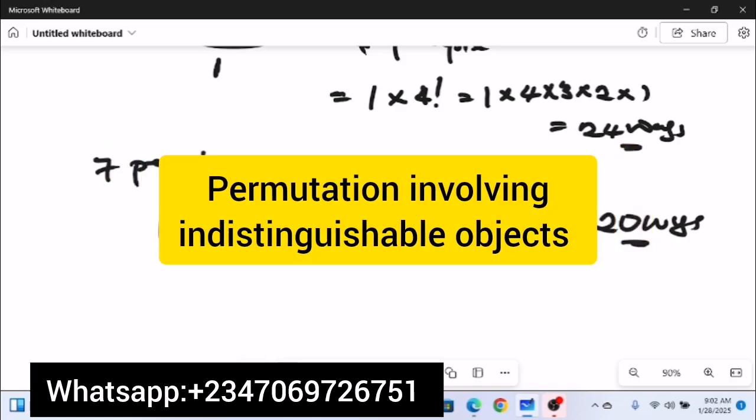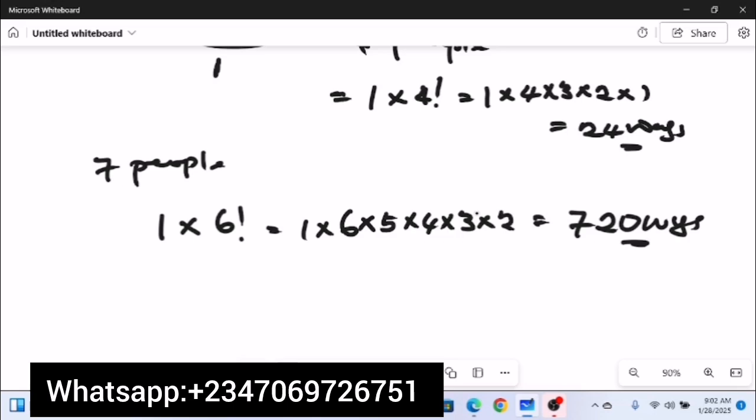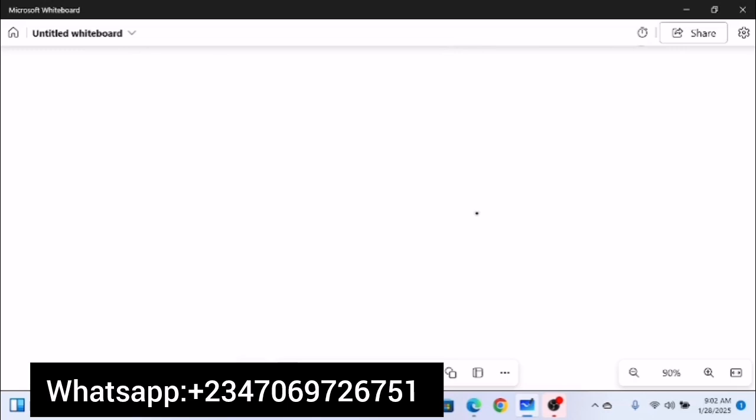Okay, the next type of permutation is permutation involving indistinguishable objects. So what do I mean by indistinguishable objects? Let's say, for instance, you're asked to permutate the word Abuja. Okay? So in this case now, you see that the letter A appeared 2 times. So you cannot differentiate or distinguish them. So this is now permutation of indistinguishable objects. If you are asked to permutate the word Abuja, A appeared 2 times.